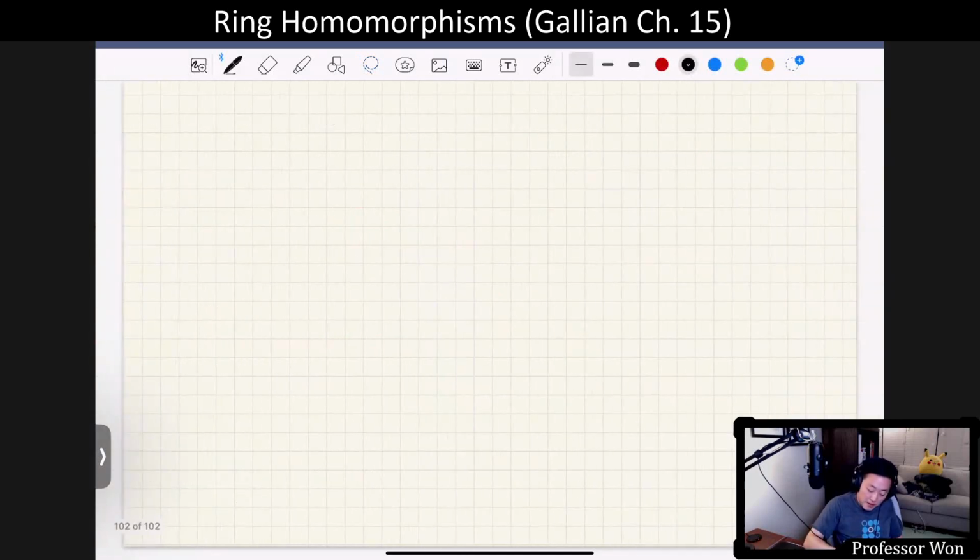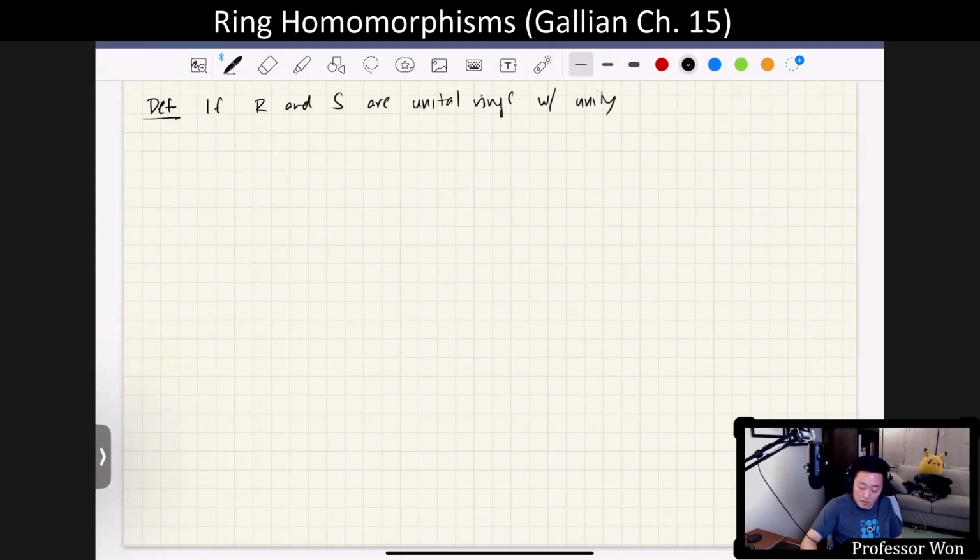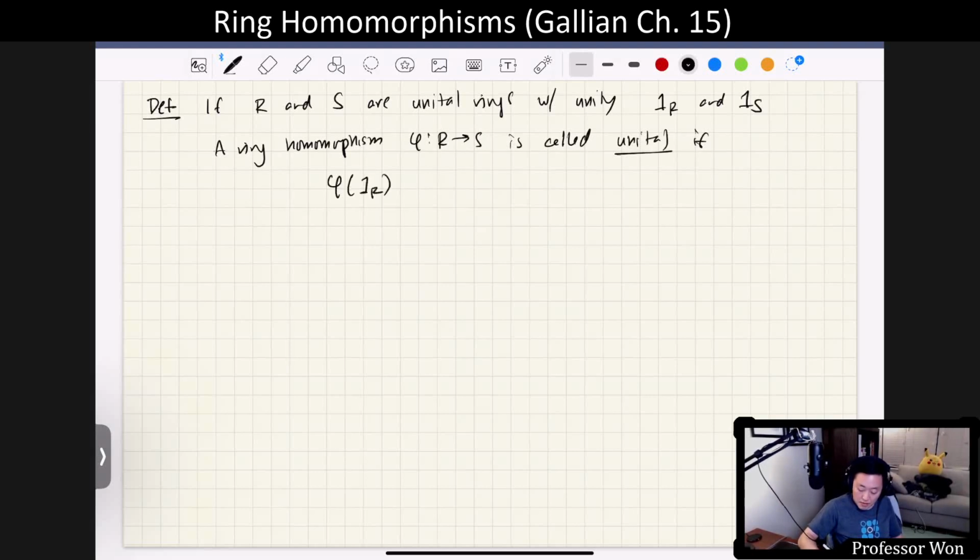Okay, one definition that Gallian does not make at this point, but I want to make, is the definition of a unital ring homomorphism. So if R and S are now unital rings with unities 1R and 1S, respectively, then a ring homomorphism phi is called unital if phi maps the unity of R to the unity of S.